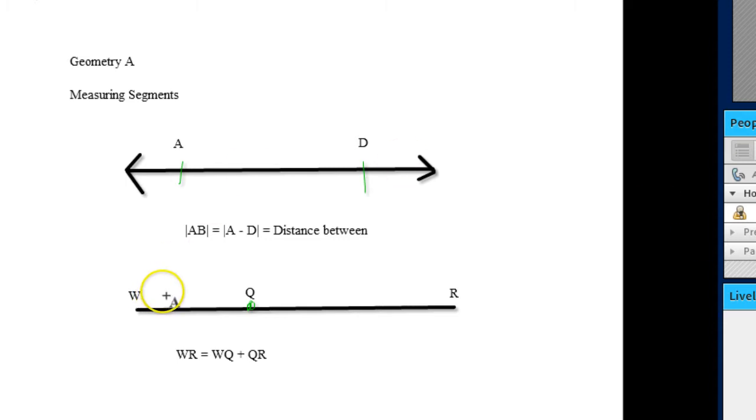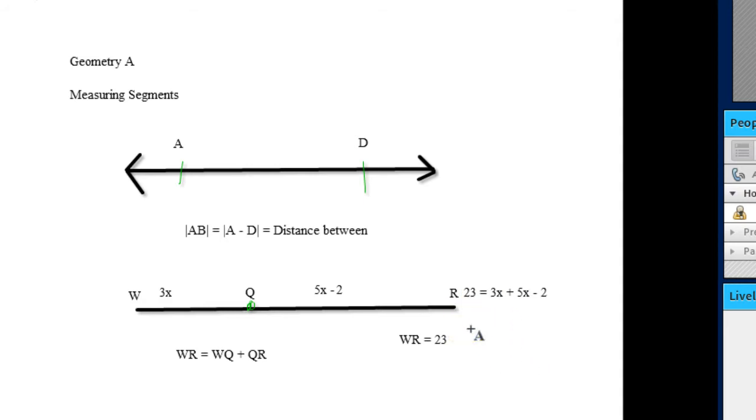But this helps out because if you have undefined lengths, like let's say this was 3x, and this was 5x minus 2, and you knew that the total length of WR was equal to 23, you could set up an algebraic equation to solve this. So 23 equals 3x plus 5x minus 2. Okay, and you could solve this pretty easily.